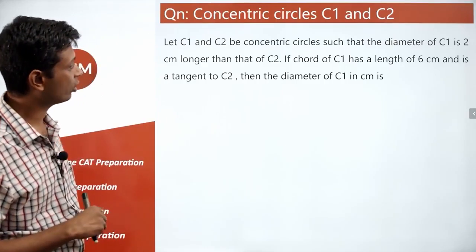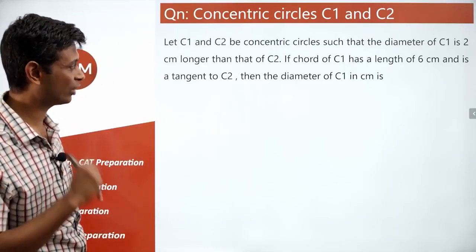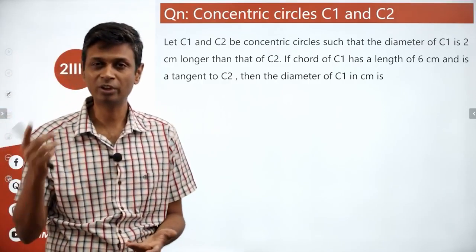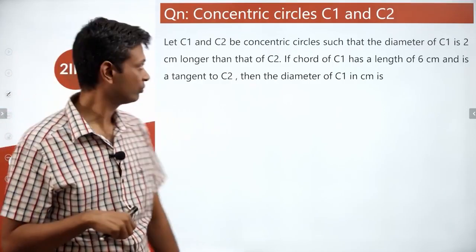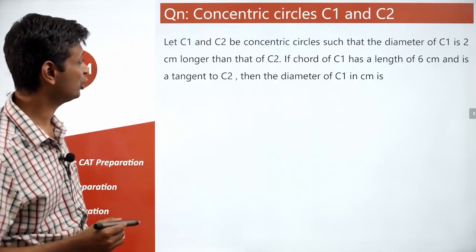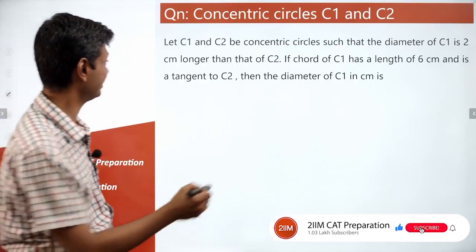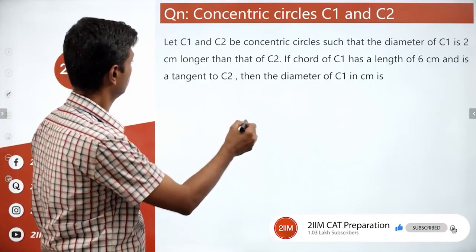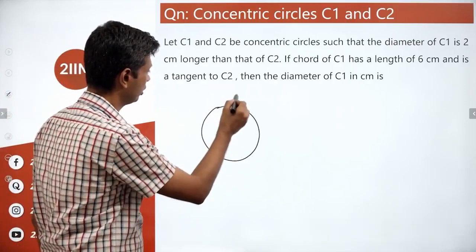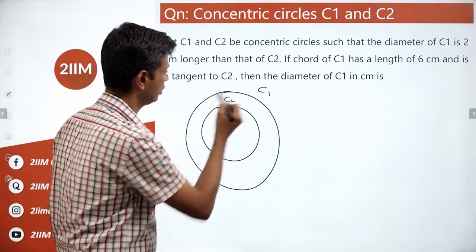C1 and C2 are concentric circles such that the diameter of C1 is 2 centimeters longer than that of C2, or radius of C1 is 1 centimeter longer than that of C2. If a chord of C1 has a length 6 centimeters and is tangent to C2, chord of C1 6 centimeters and tangent to C2. So C2 is inside, C1 is outside. This is C1, this is C2.